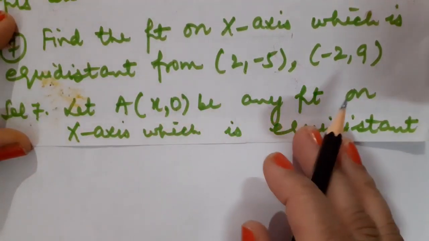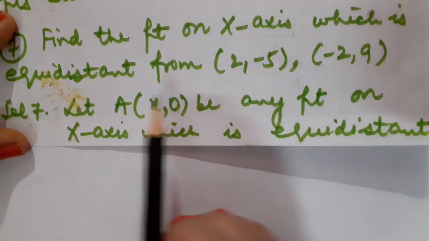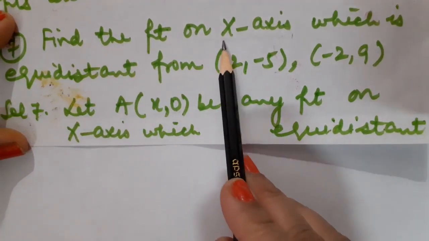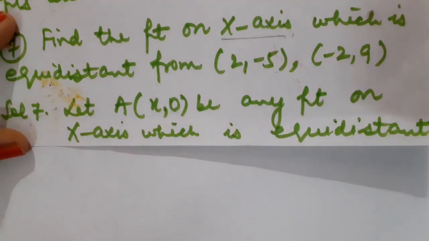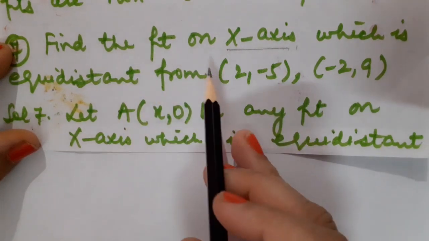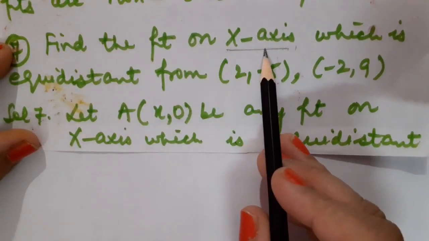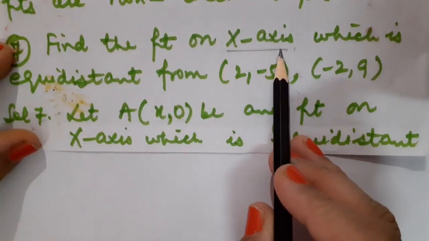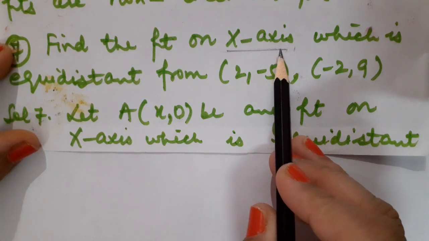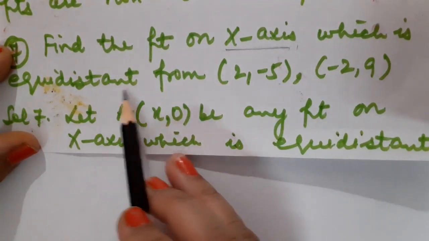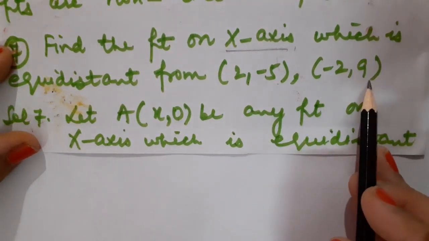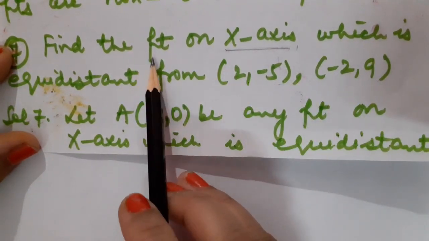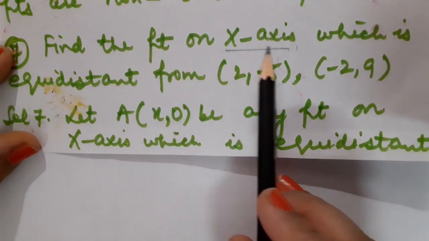Now children, I will be taking one more question based on distance formula. Find the point on x-axis. You know if the point lies on x-axis, then ordinate must be 0. So what kind of points? So on x-axis, ordinate must be 0. Then children, what kind of point I am going to assume? I have to assume x, 0, which is equidistant from 2, minus 5 and minus 2, 9. Fine children. So I have to basically calculate that very point which lie on x-axis.